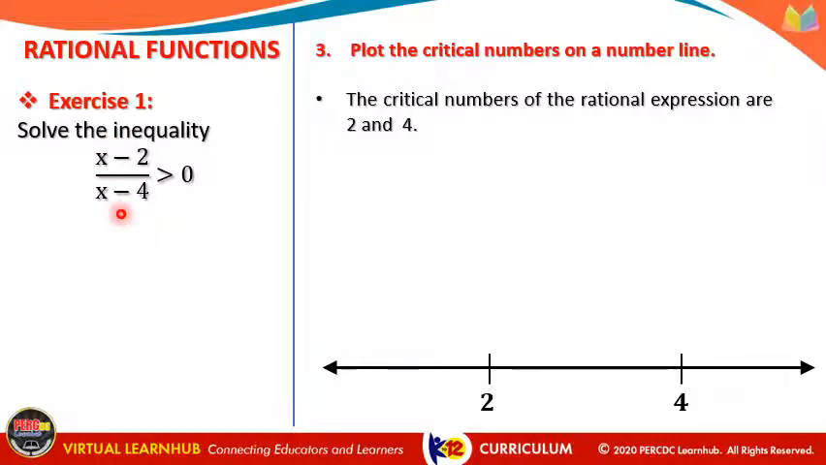Ito yung tanong, kasama ba ang 0 sa value ng (x minus 2) over (x minus 4)? Pwede ba na ang value nito ay 0? Malalaman natin, hindi. Kasi nga, yung inequality natin ay greater than 0.